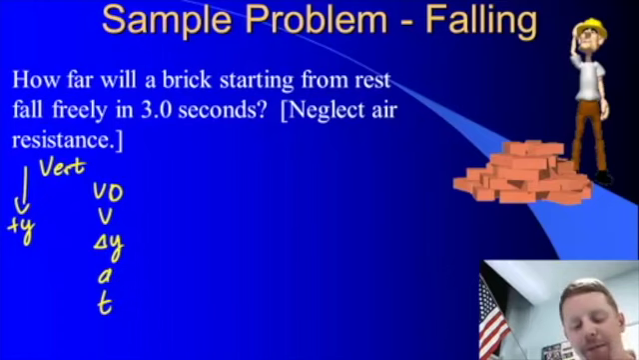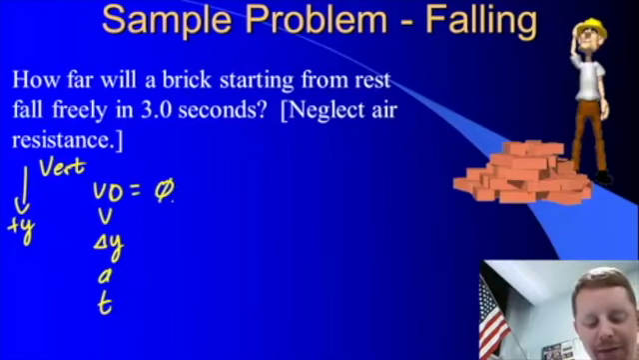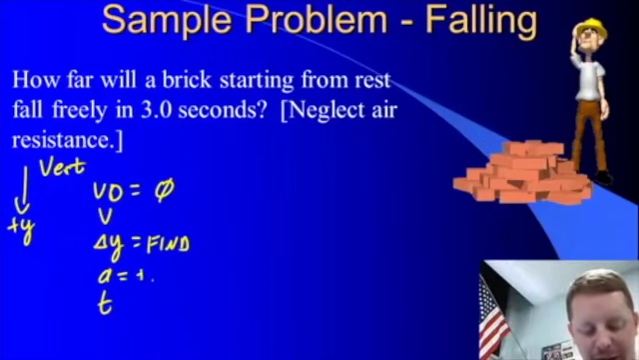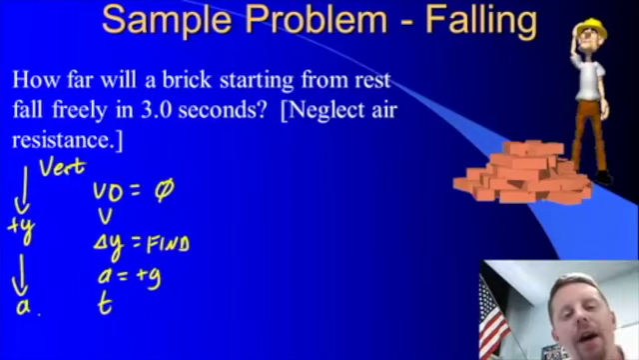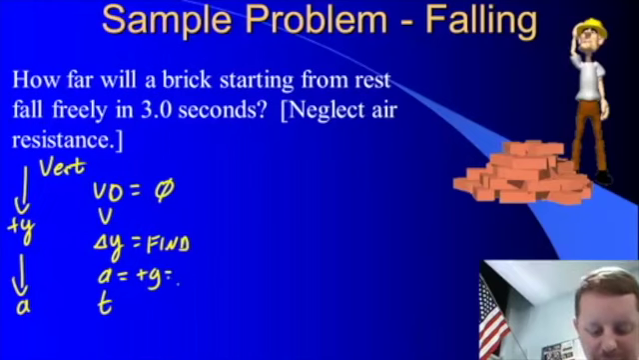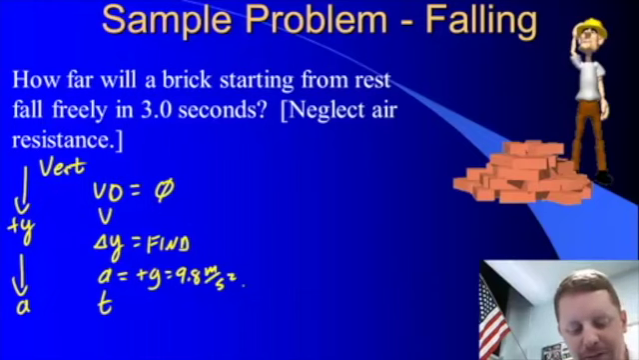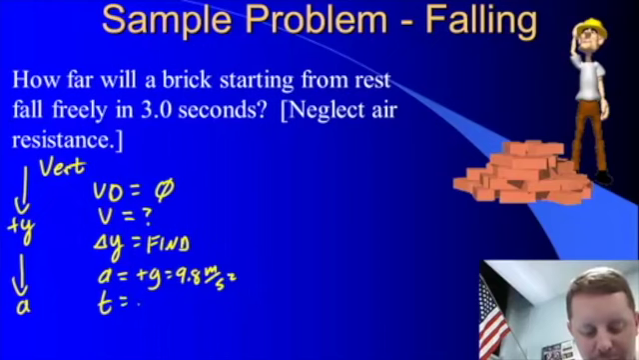Since it starts from rest, v0 is equal to 0. Delta y is what we're trying to find, and we know the acceleration is positive g. Positive because acceleration points down and positive is down. So that's going to be 9.8 meters per second squared. We don't know what our final velocity is. We do know that time is 3 seconds.